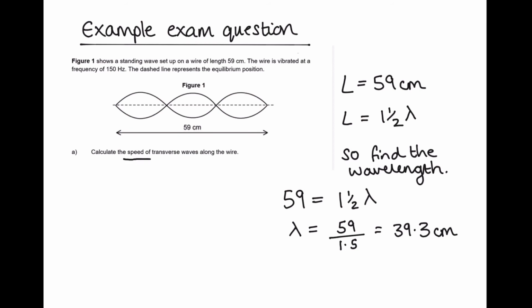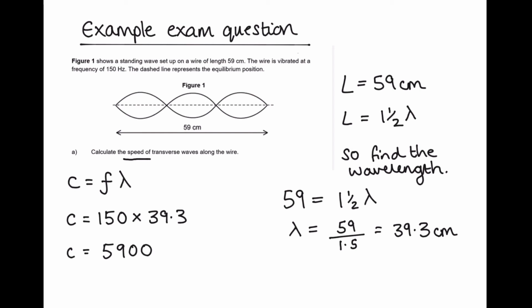If you want to, you can convert to metres straight away. Now, we need the speed of the transverse waves. This equation should be on your data sheet. Wave speed is frequency times wavelength. Here we're given the frequency, 150 hertz. The wavelength we just found, again, you might want to convert to metres here before putting the number in. That is going to give you 5,900 centimetres per second.